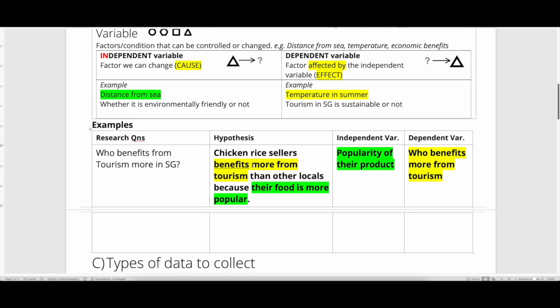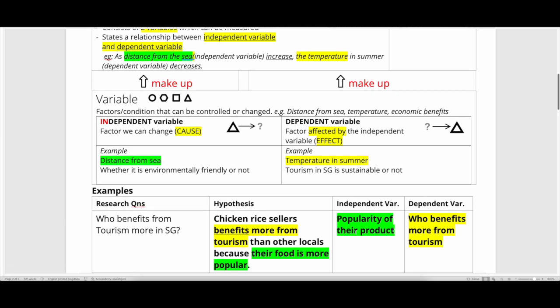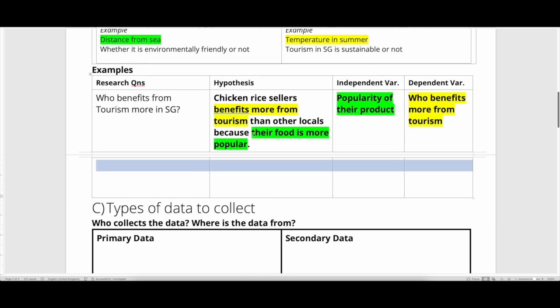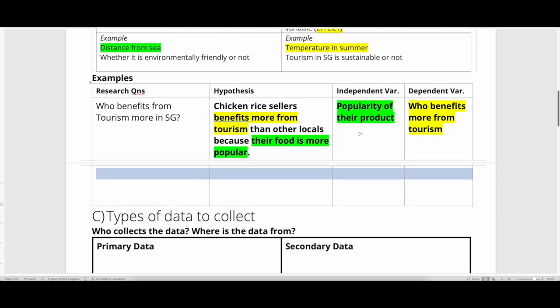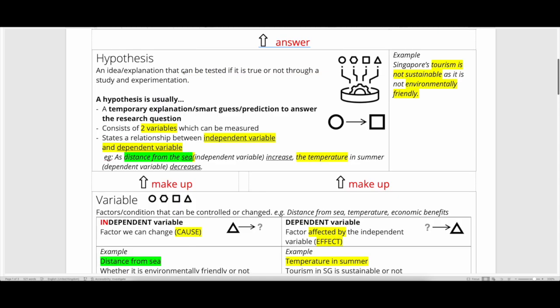Okay, so can I get you to try to come up with one on your own? Okay, now let's move on to the next part. So now with this we have scoped down what kind of variables to find out to see what is the relationship. All right, now what will happen is that for the field work we will then go and collect data for both variables to see whether this is really the relationship or not. Okay, which is also why it's mentioned here that the hypothesis must be something that can be tested whether it is true or not. All right, through a study or experimentation.